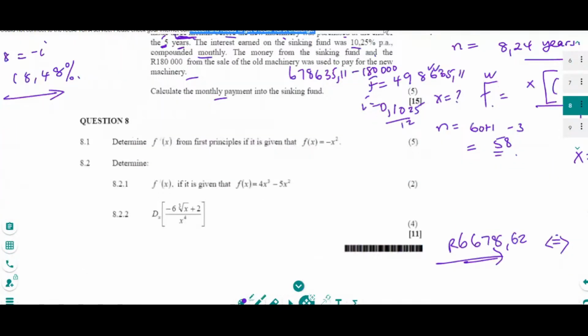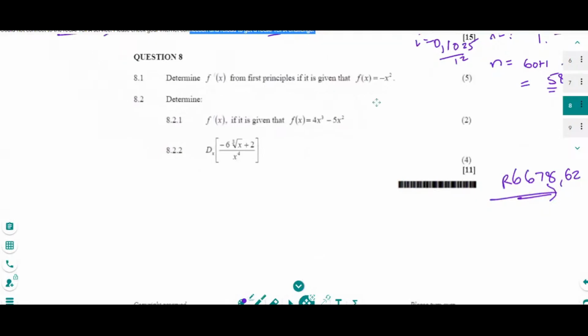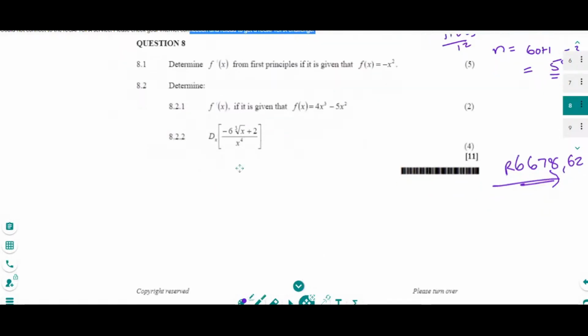Question number 8, calculus. Okay, 8.1, first principles. So with the first principles, we need to know the formula.